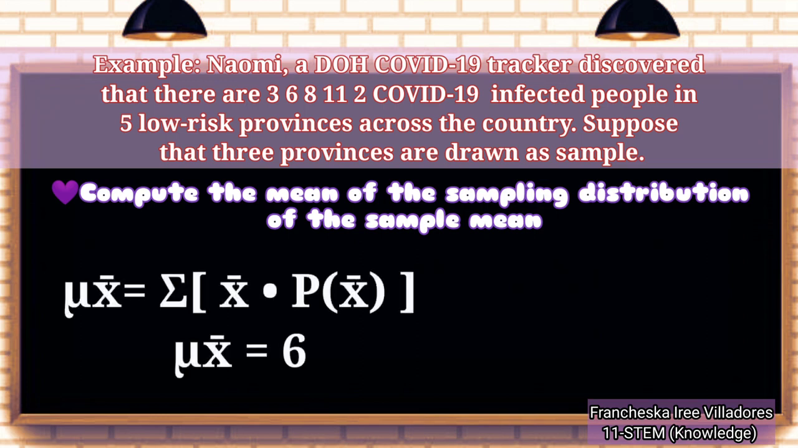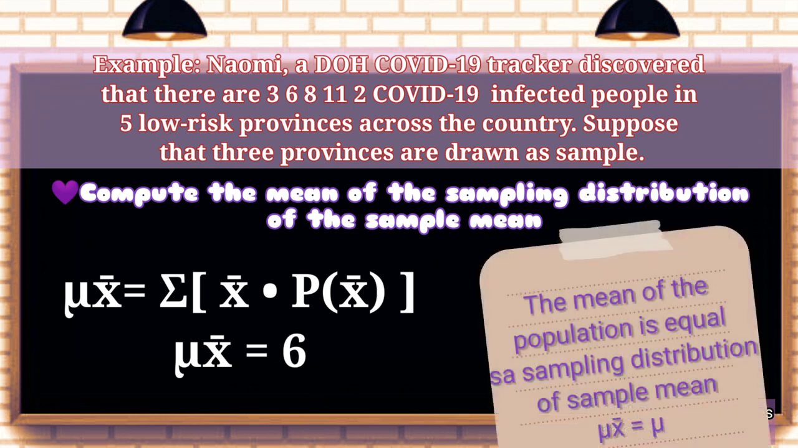So, ito ang formula natin. Kung titingnan natin ang lumabas ay 6. Sabi nga, di ba, na the mean of the population is equal sa sampling distribution of sample mean.